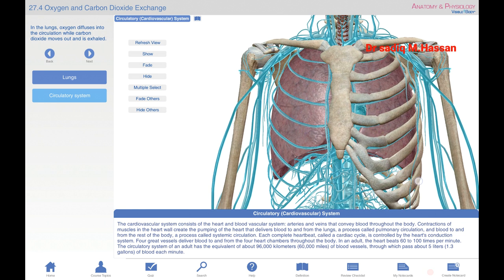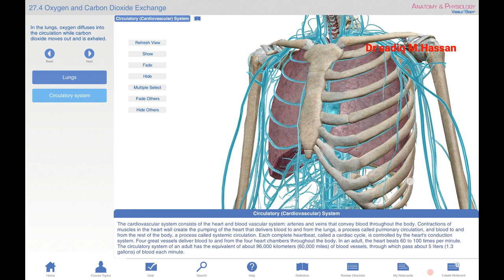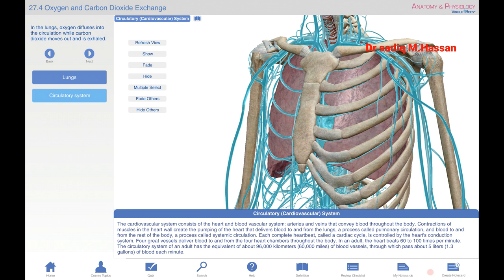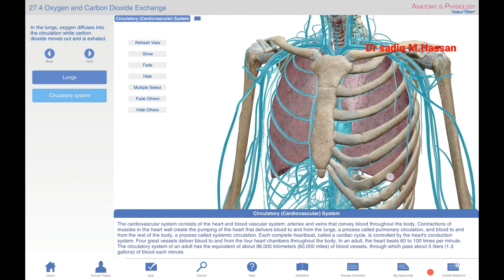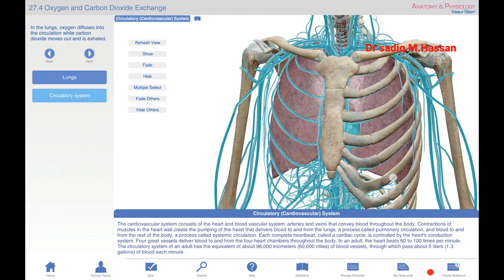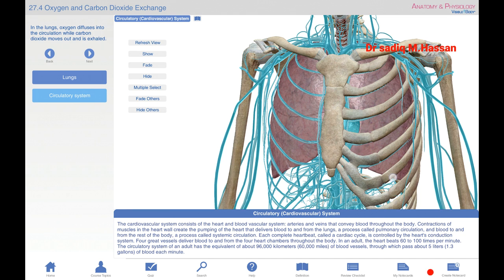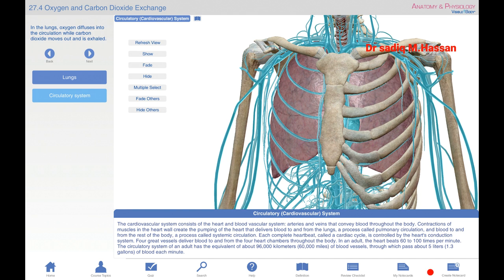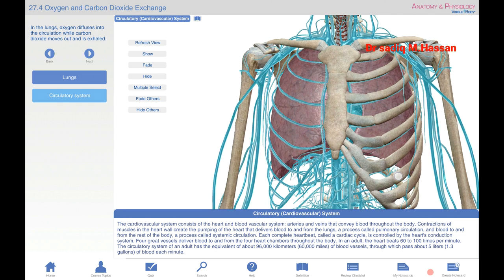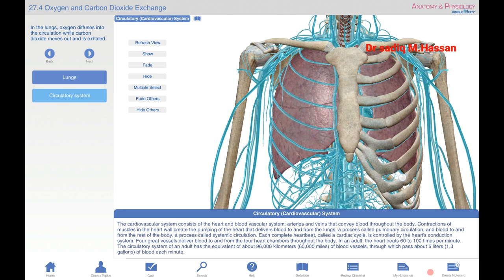Okay, the circulatory system of an adult has an equivalent length: if we connect all blood vessels in an adult person, they would be 96,000 kilometers long, about 60,000 miles. It will be very long, 96,000 kilometers of blood vessels, through which pass about 5 liters. Only 5 liters pass each minute.